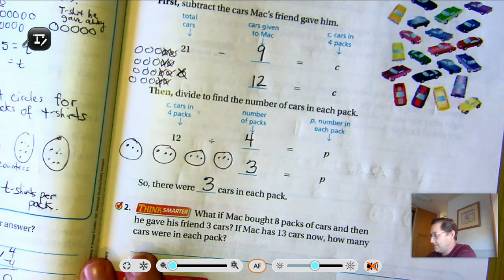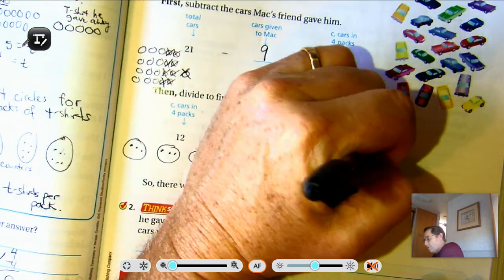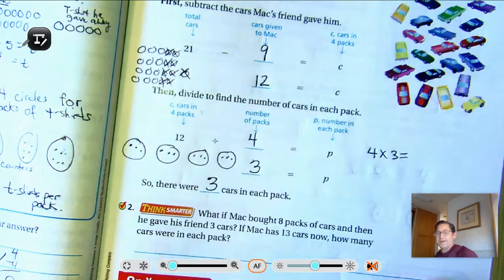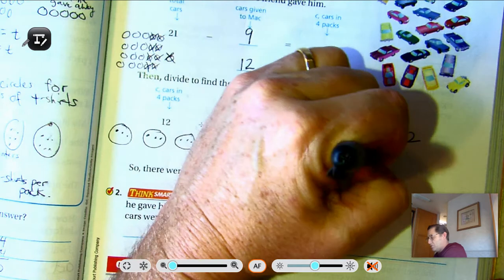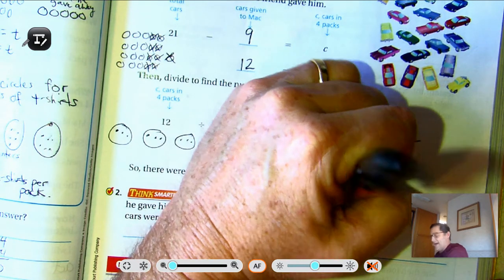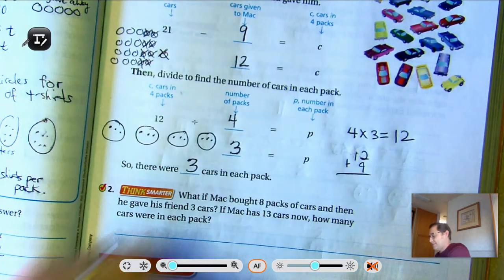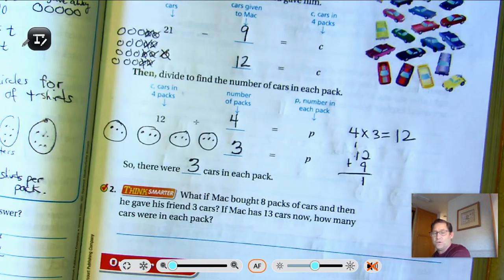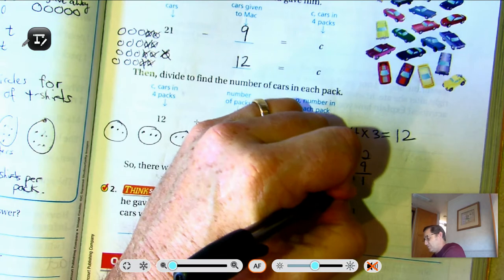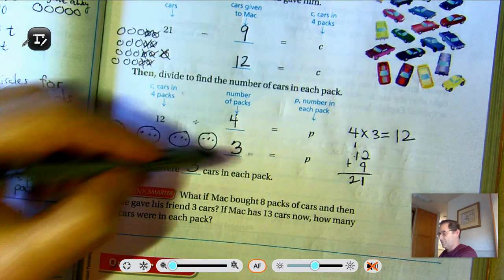Does that make sense? Let's see. 4 packs times 3 is 12. 12 plus 9. Remember, his friend gave him 9? 9 and 2 is 11. Regroup that as 10 and 1, 1. And 1 and 1 is 2. So 21 cars. So that does check out.